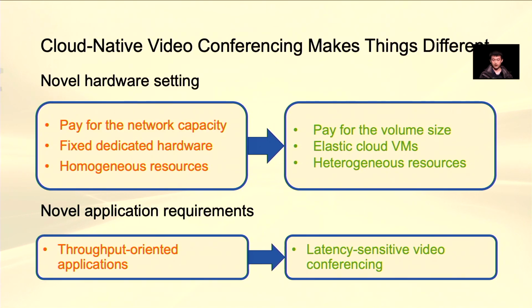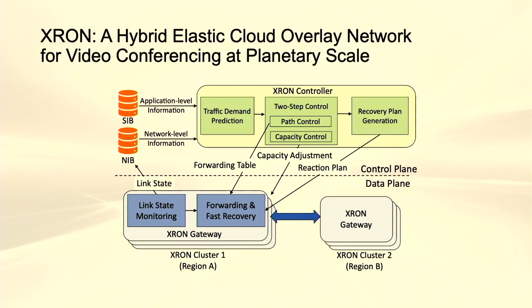In summary, cloud-native video conferencing makes things different from many prior works. To provide high-quality video conferencing in the cloud, we need to optimize the network in a novel hardware setting to meet more stringent performance requirements at a low cost. To solve these challenges, we propose XRON, a hybrid elastic cloud overlay network for video conferencing at planetary scale.